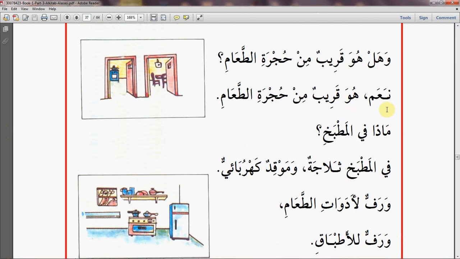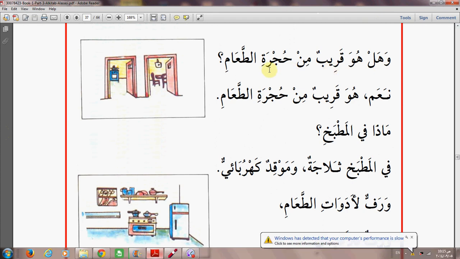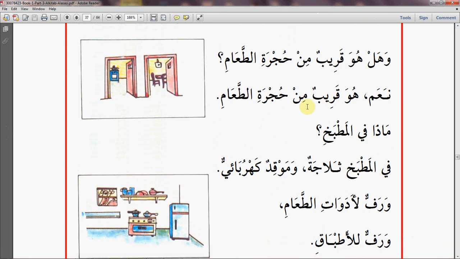So again, نعم, yes. Again, Bakr confirmed that the kitchen is close to the dining room. نعم, it is close to the dining room. So again, repeat after me these two sentences. وهل هو قريب من حجرة الطعام؟ نعم، هو قريب من حجرة الطعام.